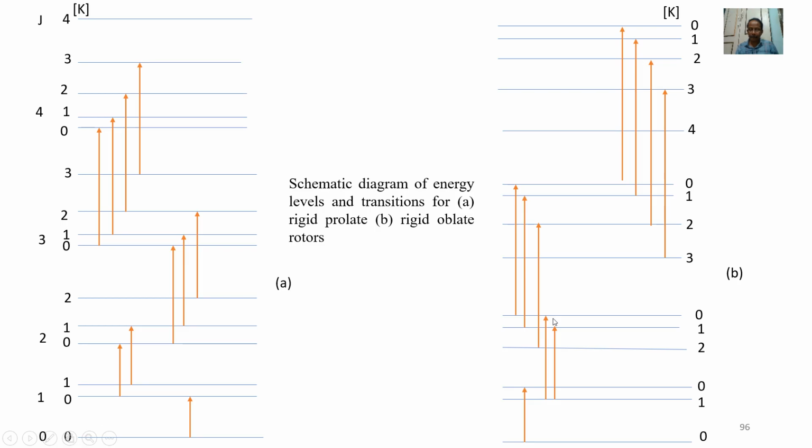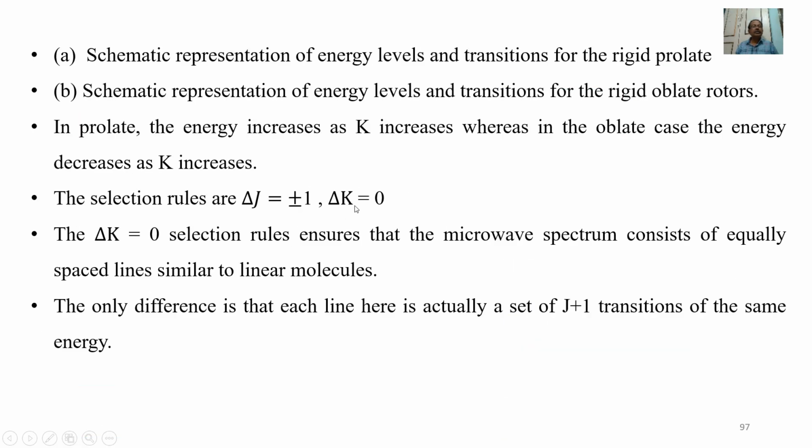So figure A shows the schematic representation of energy levels and transitions for the rigid prolate rotors, and figure B shows the schematic representation of energy levels and transitions for the rigid oblate rotors. In prolate, the energy increases as K increases, whereas in the oblate case, the energy decreases as K increases. That's why K is drawn as below. The selection rules are delta J equals plus or minus 1 and delta K equals 0.